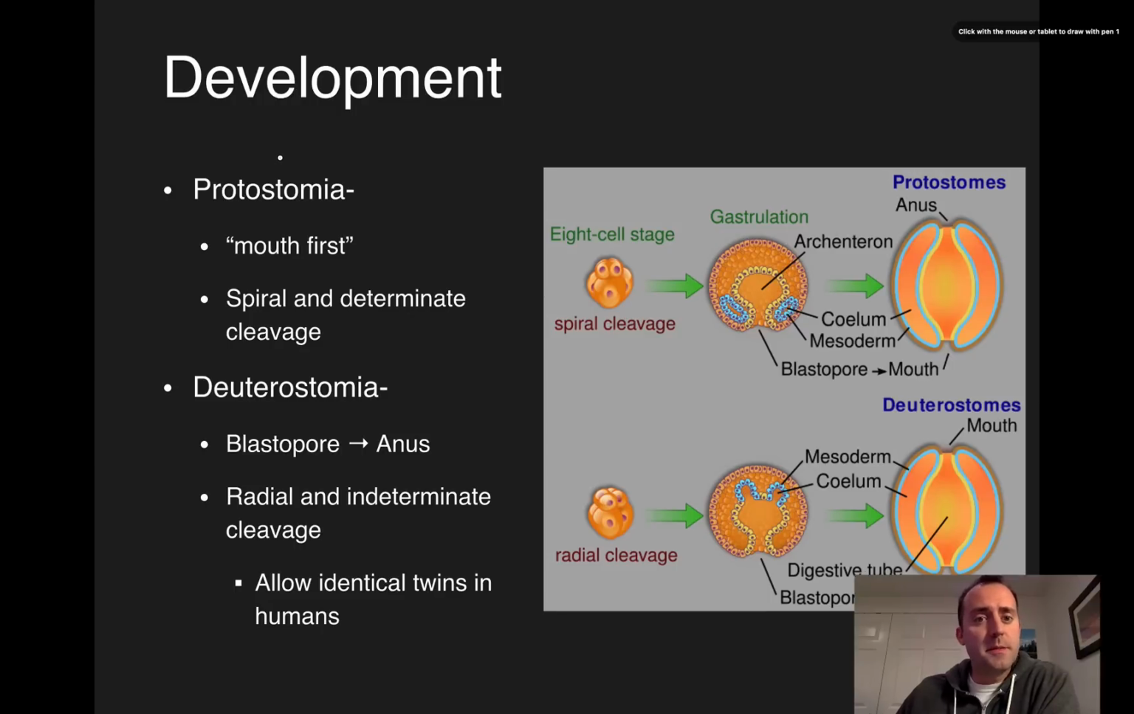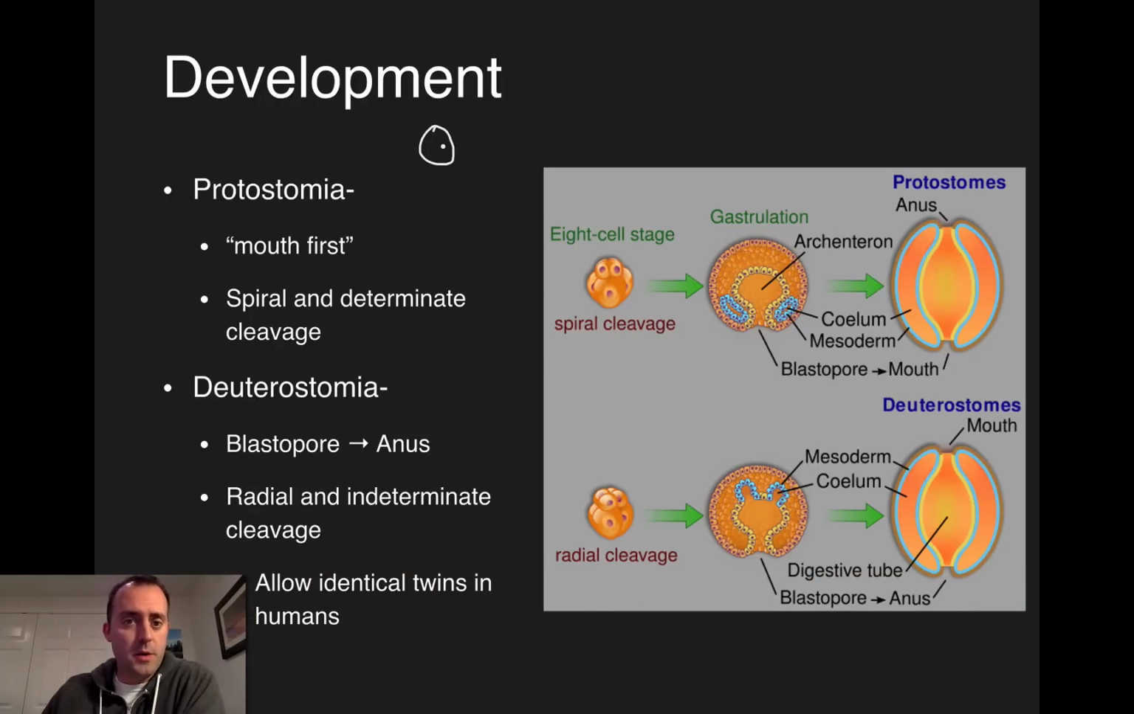When looking at animal development from that single cell, which we call the zygote, to a multicellular organism, there are two major pathways that animals follow. Basically, when you go from that 8-cell stage, where you are just a ball of cells, to what we'll call the early embryonic stage, where you start developing this archenteron, which is basically an early digestive cavity, this is where you see the major difference.